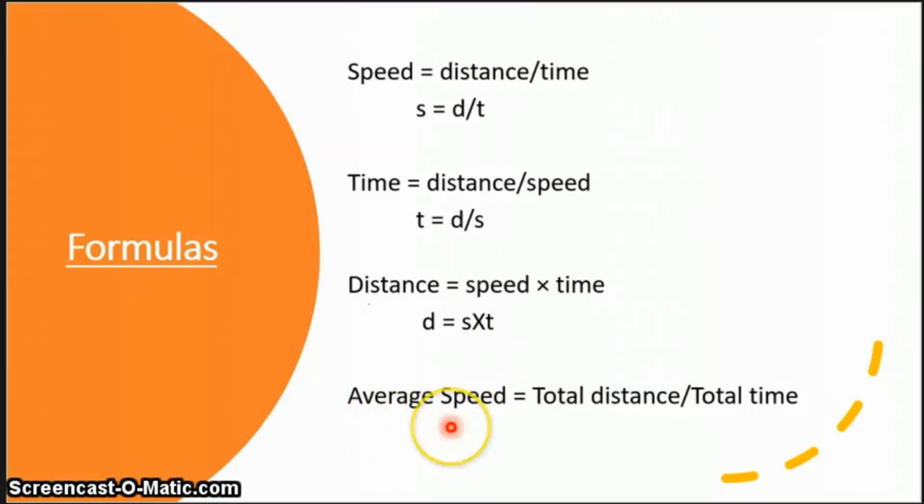We have average speed also. To calculate average speed, we just have to add all the distances to find the total distance, and we have to divide it by the total time.